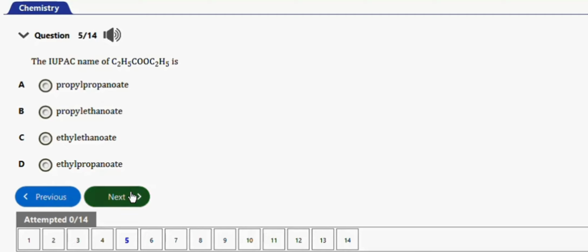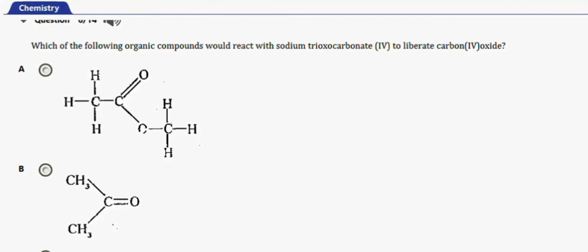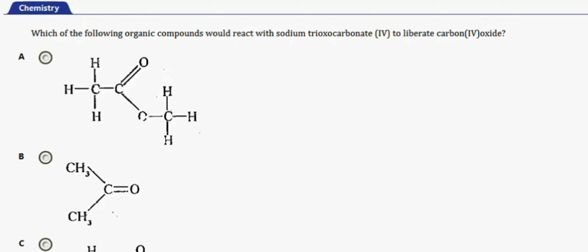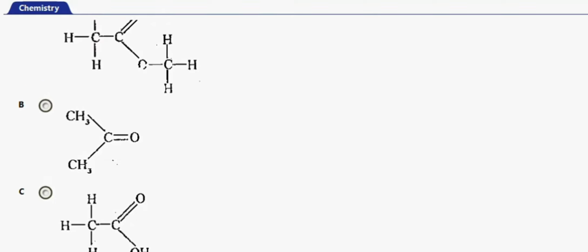Next question will be this one. It says, which of the following organic compounds will react with sodium trioxocarbonate to release carbon dioxide? So the one that has a carboxylic acid group will be the answer. We have seen it, option D, we are having COOH, a carboxylic acid group. All right, so that's the answer to this question.